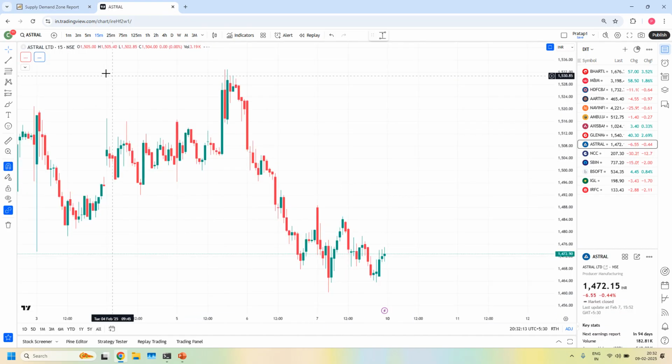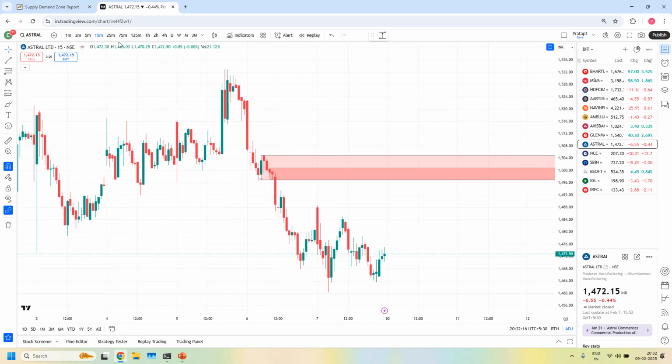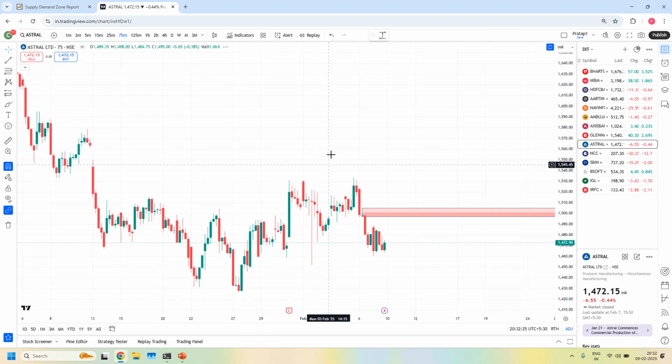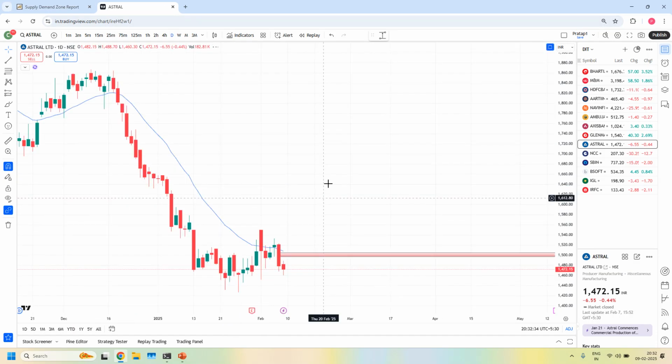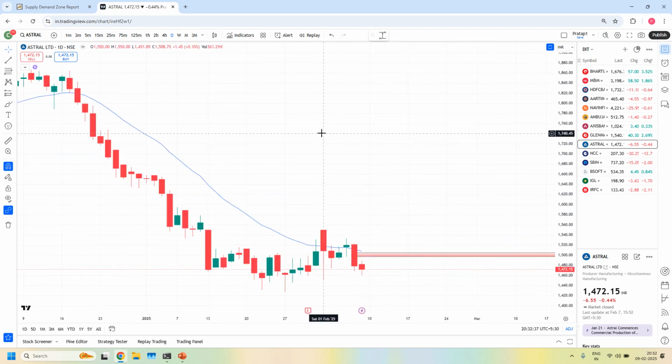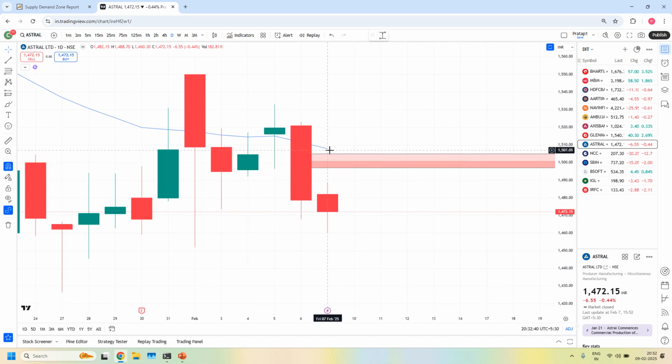First one is Astral. So I am going to the daily time frame. See, this is the 15-minute zone. This 15-minute supply zone is overlapped with the 75-minute supply zone. Now let's go to the 75. They are overlapped. Is this 75-minute supply zone having daily EMA confluence? Let's go to the daily time frame, and look into the supply zone. This supply zone is having daily EMA confluence, because as I told you earlier, the software uses a small buffer before the zone. So within the buffer level, if the EMA enters, we consider it as an EMA confluence.